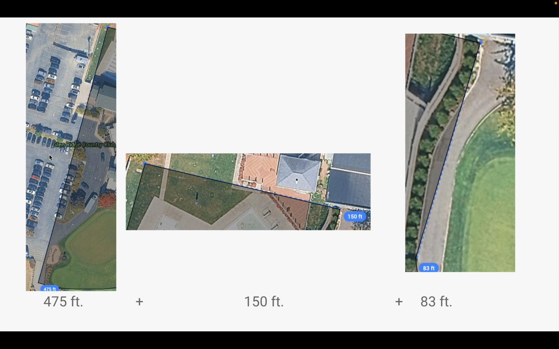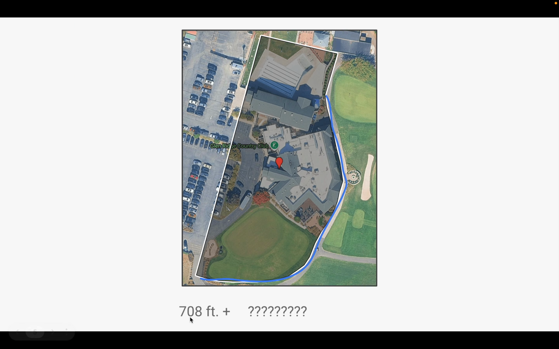You can just measure the three straights using the measurement tool on Google Maps. You get this length, which is around 475 feet. This one is around 150, and this one is around 83. So all three of those equate to around 708 feet. So you add that plus this length right here, which I outlined in blue, this polynomial equation length, this little arc. So we have to find that arc.